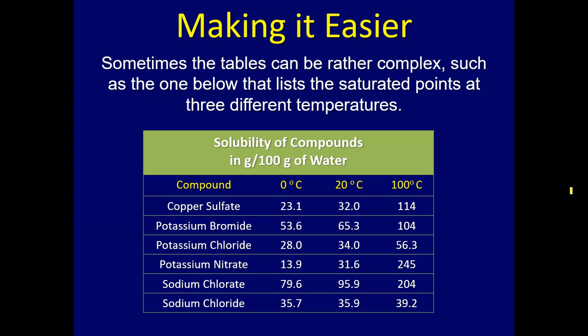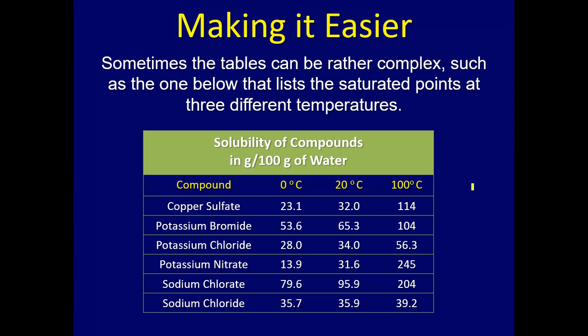Okay. Now, usually your tables will have several different compounds as well as different temperatures. And so this can get very confusing to read this way, but the principle still holds up. If it is less than this amount at this temperature, it's going to be unsaturated. If it's more than this amount at this temperature, it'd be supersaturated.